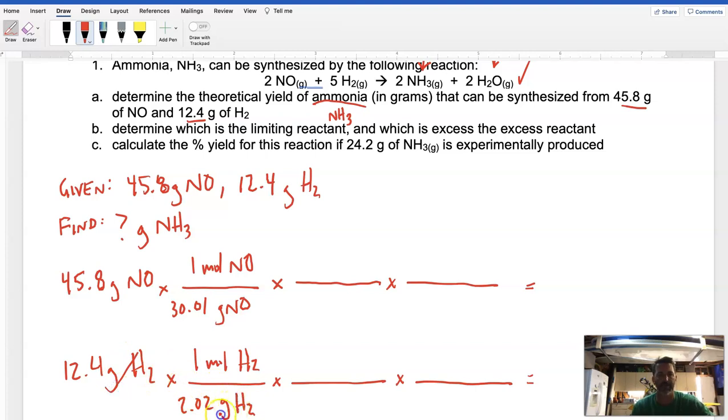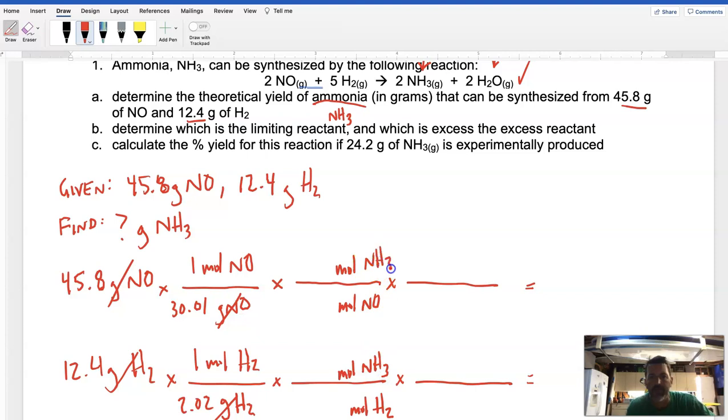Okay, and I'm going to cancel as I go. So cancel out the grams. Now I'm at moles of NO. I know I need to put moles of NO on the bottom of the next step, moles of H2 on the bottom of the next step. And now I want to get to ammonia. So I'm going to do the mole ratio right off the balanced equation.